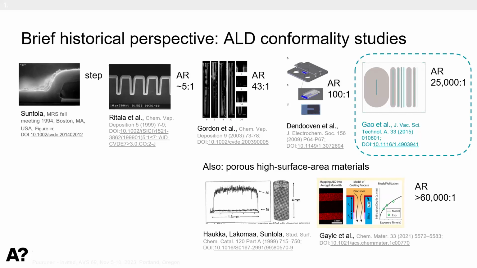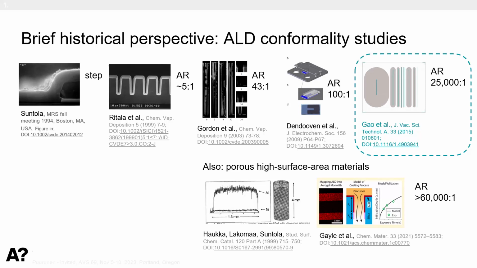And then the last example here on the top row is the microscopic lateral high aspect ratio test structures developed by me and co-workers at VTT. So we were following similar principles as Dendoven et al., but we were making our structures by MEMS processing techniques, so microelectromechanical systems types of microprocessing techniques, and we were heading up to way higher aspect ratios, so up to 25,000:1 in these first prototypes that were published in 2015.